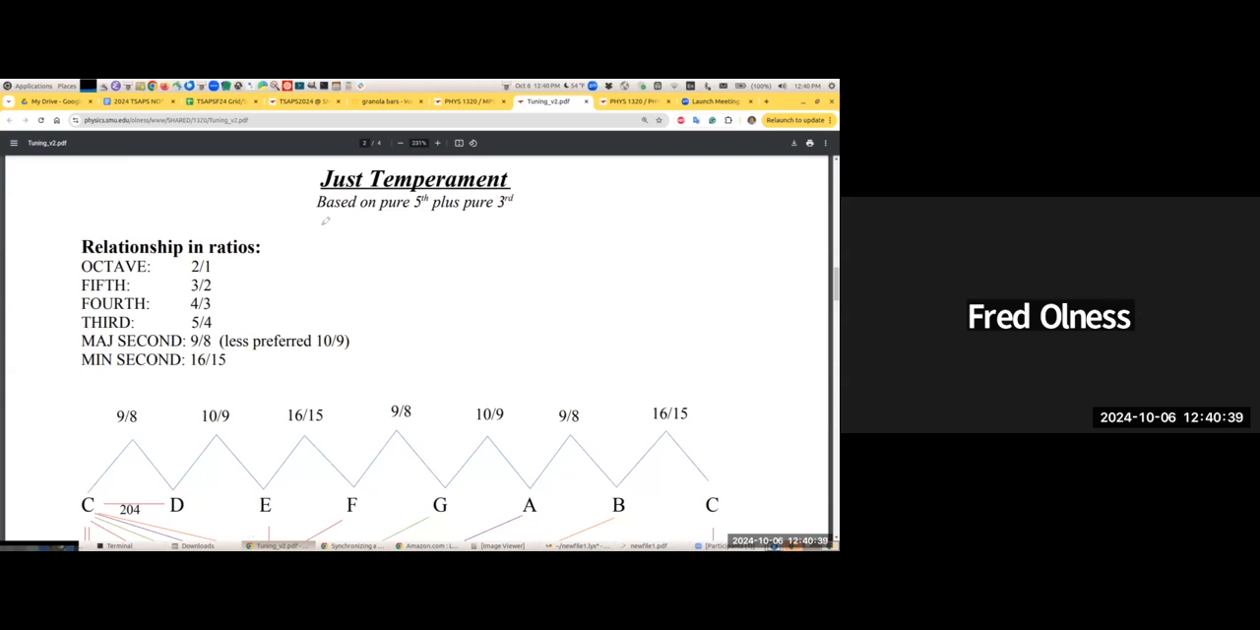So we're going to extend this and not only use the fifth, but we're also going to try to get a pure third. So here are the ratios. The octave is 2 to 1, and the fifth and the fourth, those come together. Those are reciprocals of one another. Okay. And then what we're going to add here is the third. And the ideal third is a 5 to 4 ratio.